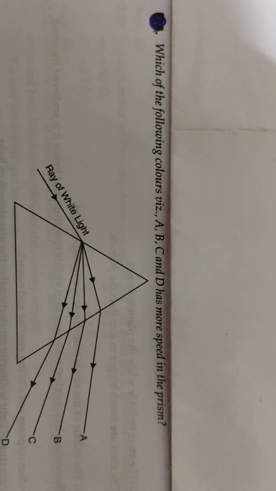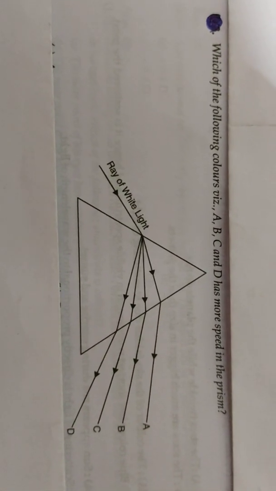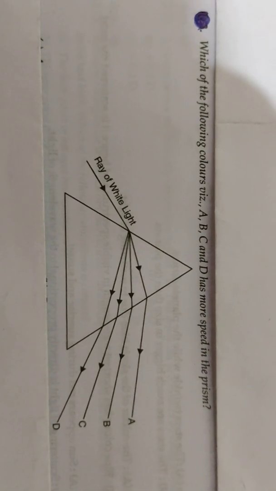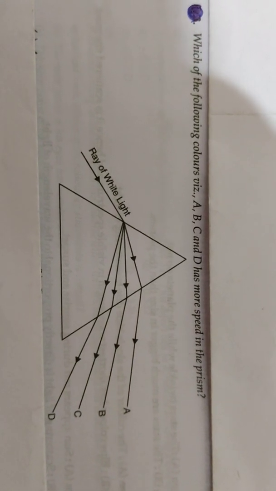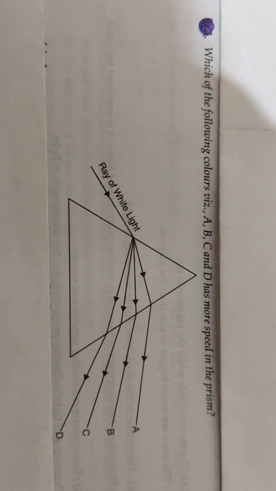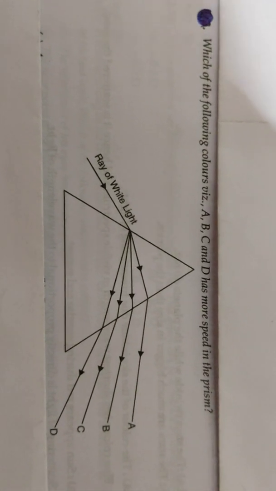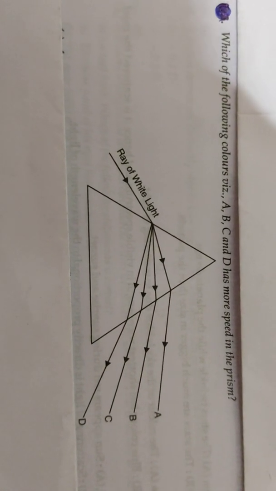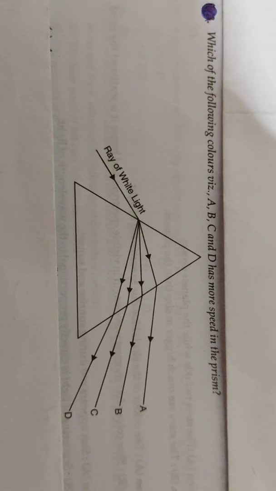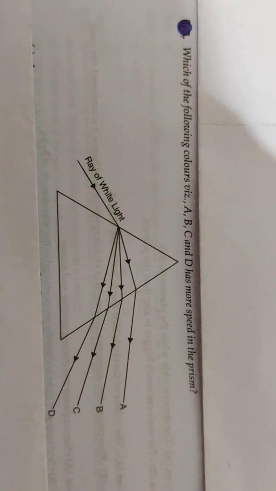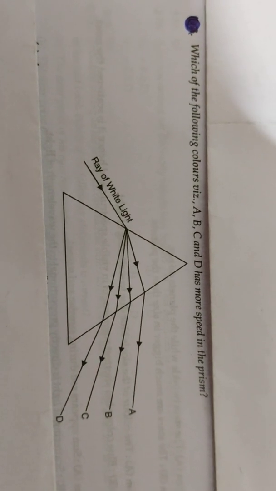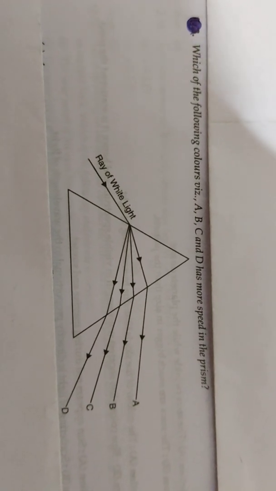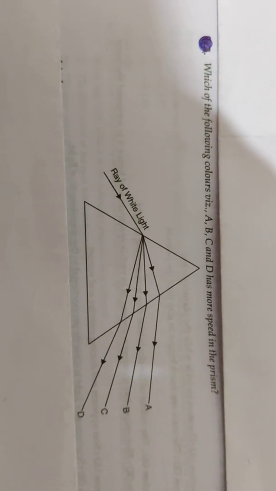Now the next question is, which of the following colors with A, B, C and D has more speed, or we can say maximum speed in the prism? Now looking at the diagram, we see that a ray of white light is incident on a prism and the splitting is shown here. Here they have shown splitting only into 4 colors. We know in reality it is splitting of white light into 7 colors. So the emergent rays are labeled as A, B, C, D in this case. You have to choose which color has maximum speed in the prism. We know that the surrounding medium, if it is not mentioned, we'll consider it to be air, and prism is made up of glass, we'll assume that.